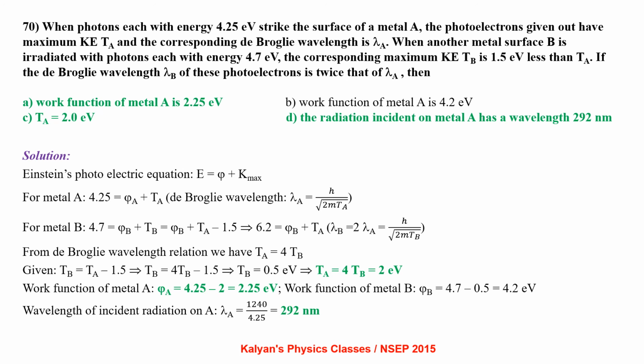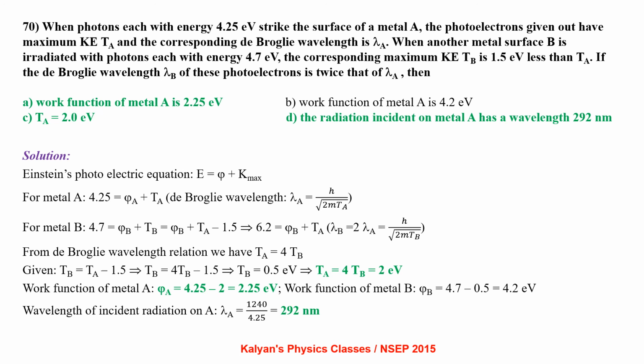E equals phi plus K max. For metal A, 4.25 equals phi A plus TA, with de Broglie wavelength lambda equals h by root of 2m TA. For metal B, 4.7 equals phi B plus TB, that is phi B plus TA minus 1.5, so 6.2 equals phi B plus TA. Lambda B equals 2 times lambda A, that is h by root of 2m TB. From the de Broglie wavelength relation we have TA equal to 4 times TB. Given TB equals TA minus 1.5, so TB equals 4 times TB minus 1.5, that gives TB equal to 0.5 electron volt and TA equal to 2 electron volt.